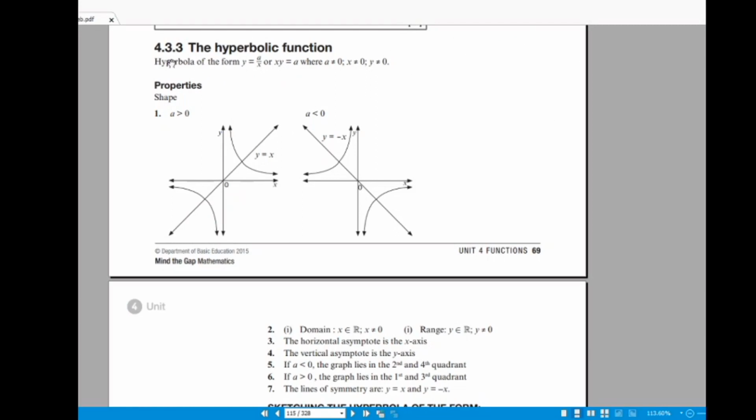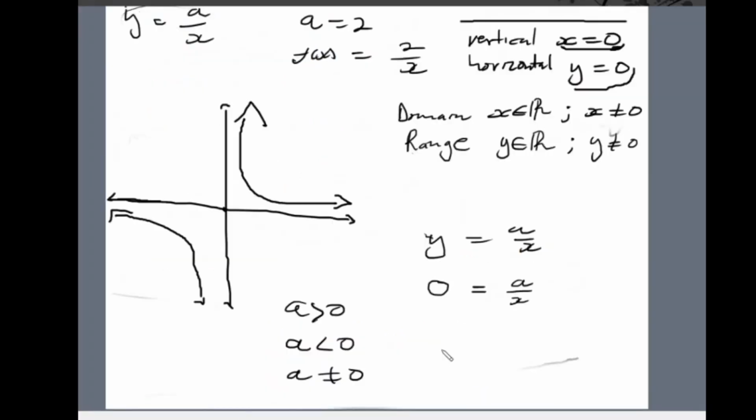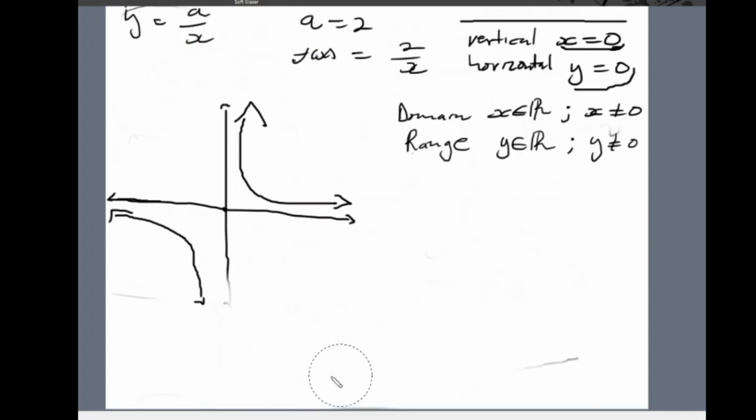From the definition of the hyperbolic function, they say a cannot be 0. So if it happens y is 0, it will mean a can also be 0, which is not possible for this definition to apply. Okay, I hope that makes sense.